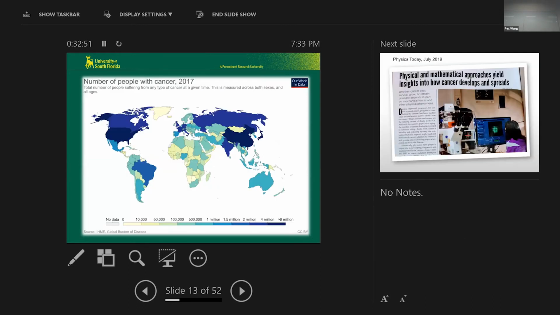Well, I don't need to speak about the necessity of cancer therapy and exploring various new technologies for cancer therapies. And this is just a map from 2017. Australia is on the lower side, but then the population is very low, more than 10 times smaller than the United States.